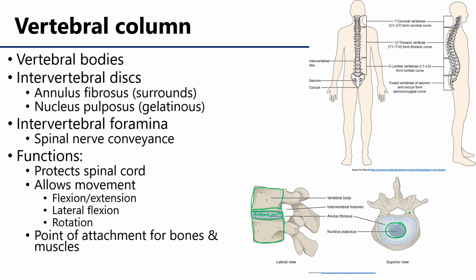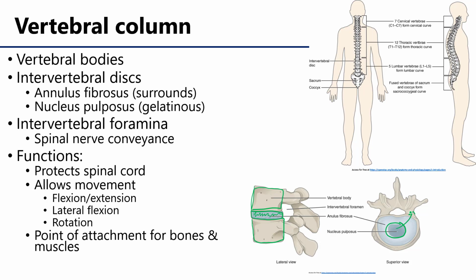If you've heard of a herniation or a slipped disc, what happens is that the annulus fibrosus is weakened and the nucleus pulposus herniates or pushes through to potentially impinge on spinal nerves or their branches.